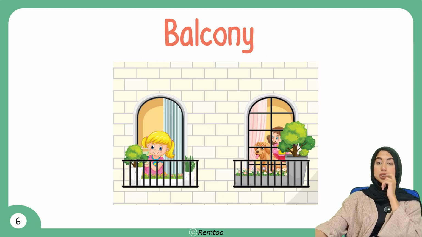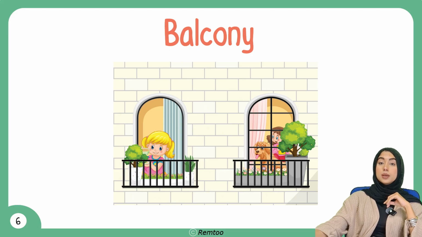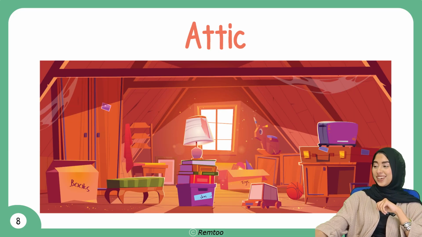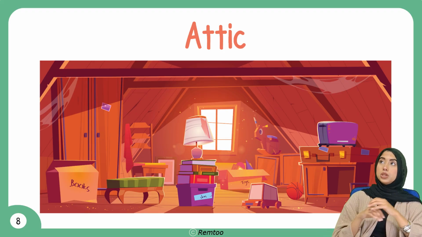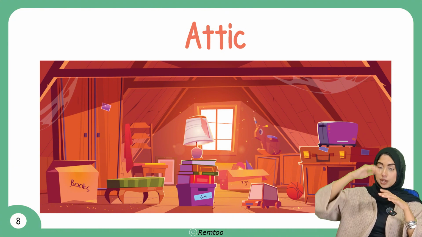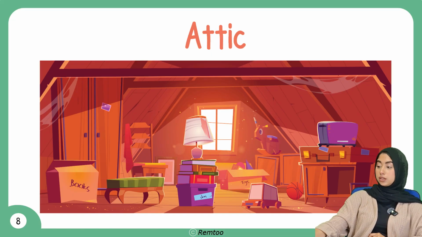Okay, so the first word here is balcony. So please repeat after me. Balcony, balcony, balcony. Good job. Then we have garden, garden, garden. All right? Like I love to play in my garden. Okay. Then we have attic, attic, attic. Yes, attic, this could be a space or a room in the roof, like above the house. Yeah, attic. Good job.